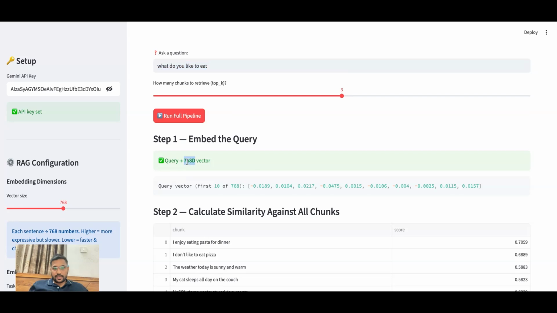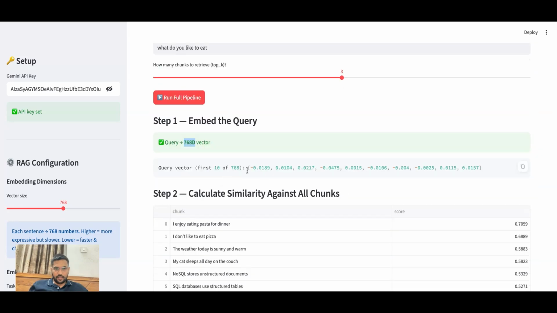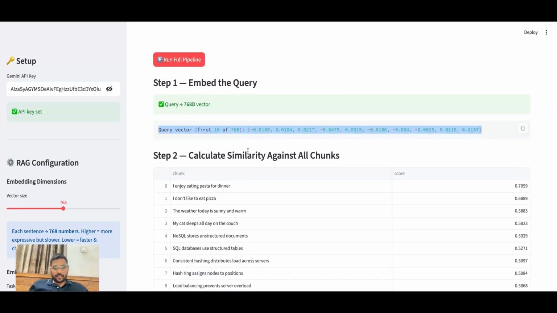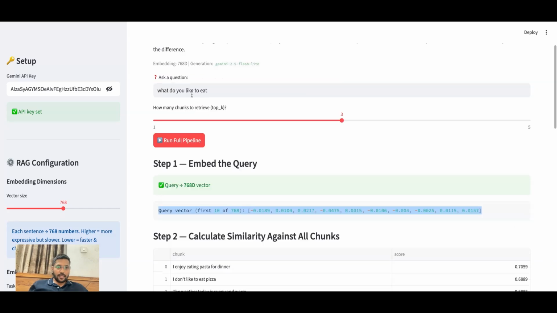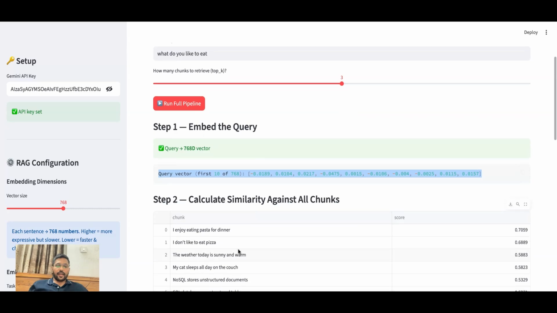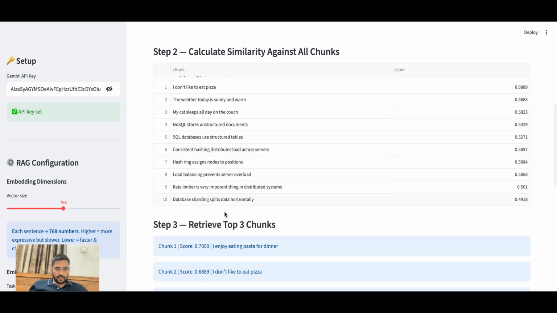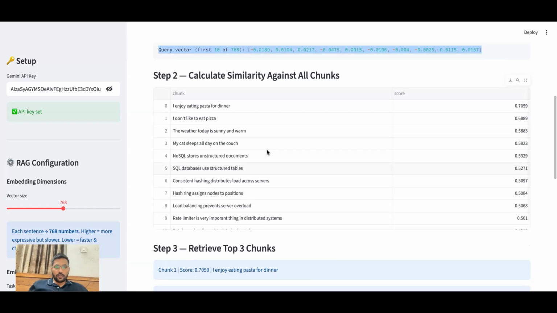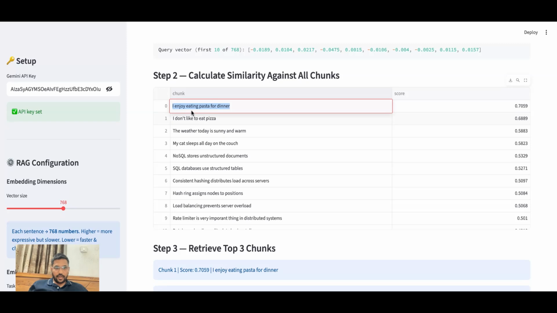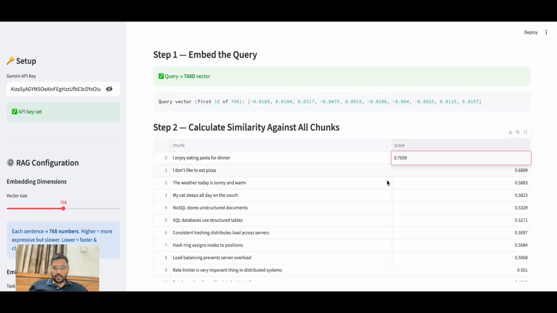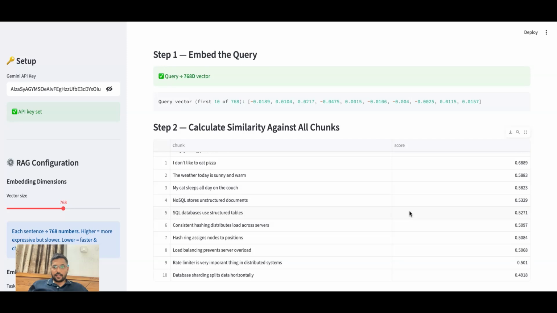it converted that query to 768 dimensions. These are the first 10 dimensions of this 768. After that, it calculated the cosine similarity between this vector and the vectors stored in the database. So in the database we have stored vectors for all these 10 entries. Out of this, the first one, "I enjoy eating pasta for dinner," is very similar to the question which we have asked, so that's why we got the highest number over here. Okay, are you able to understand this?